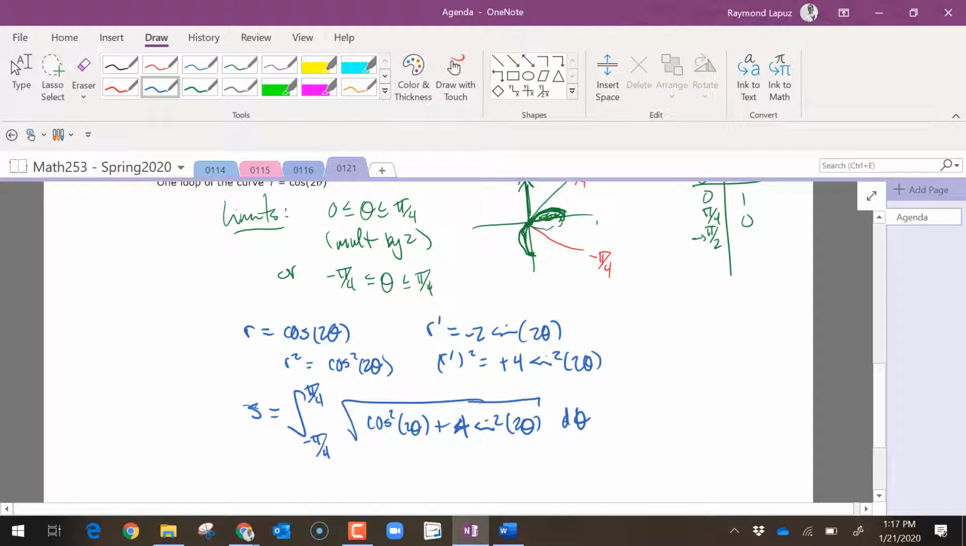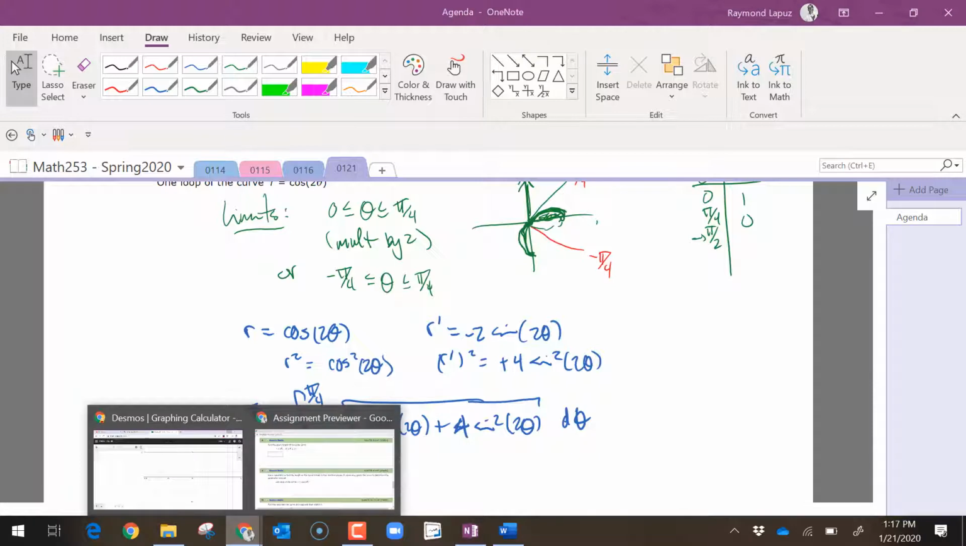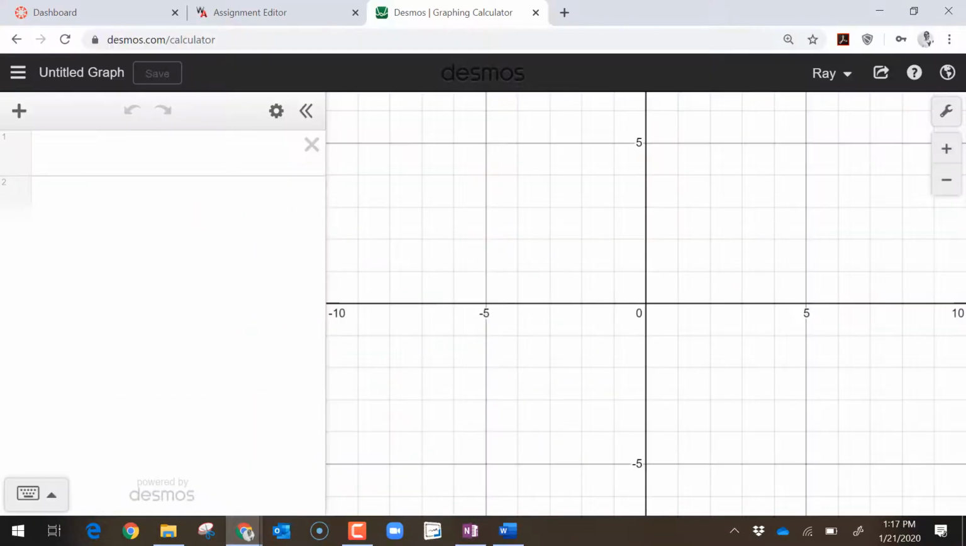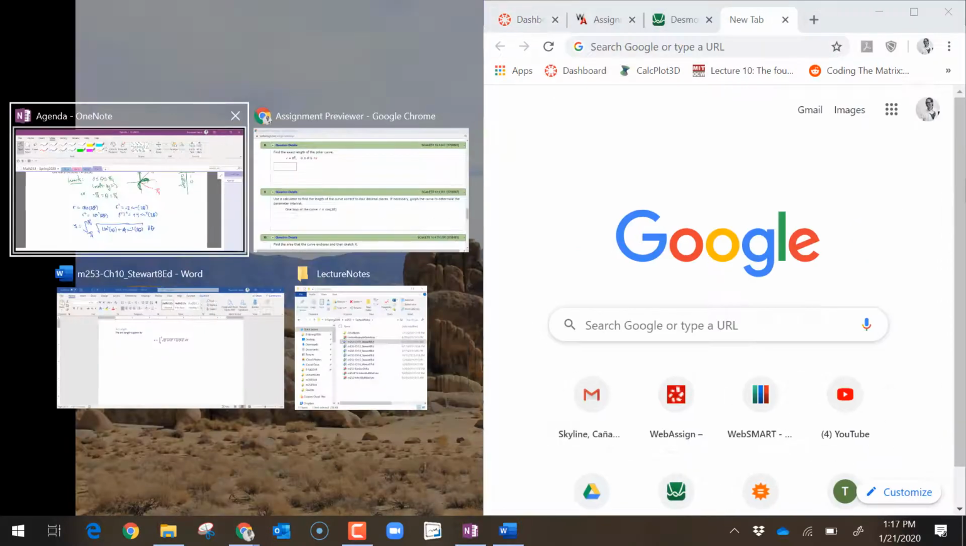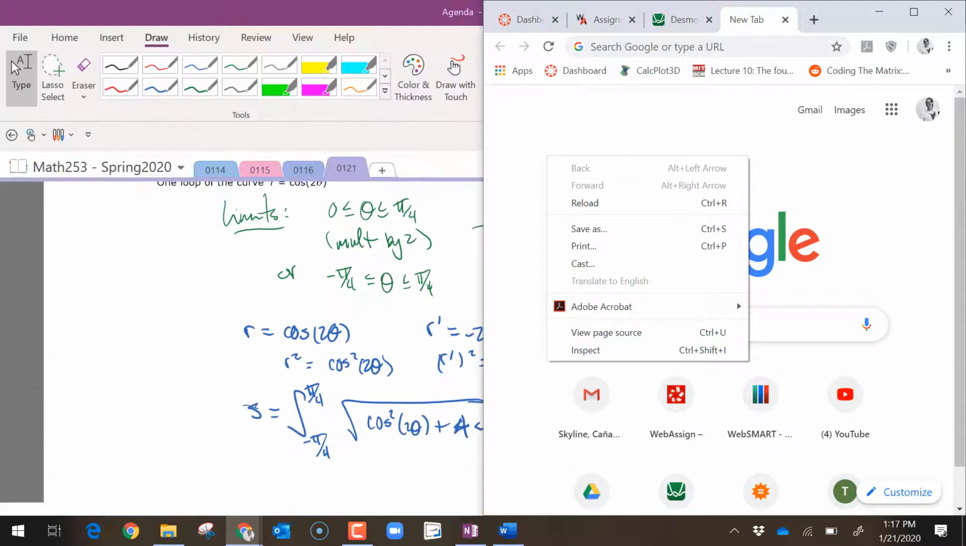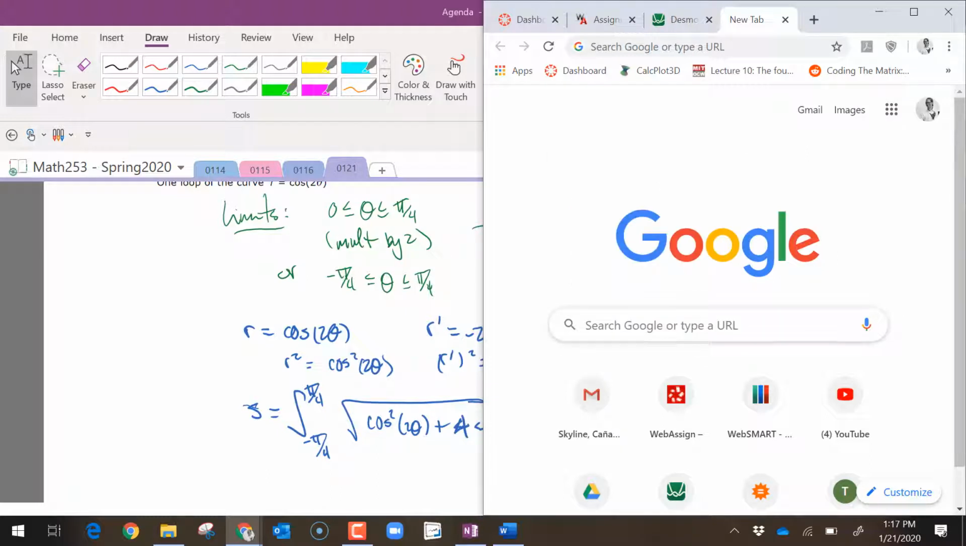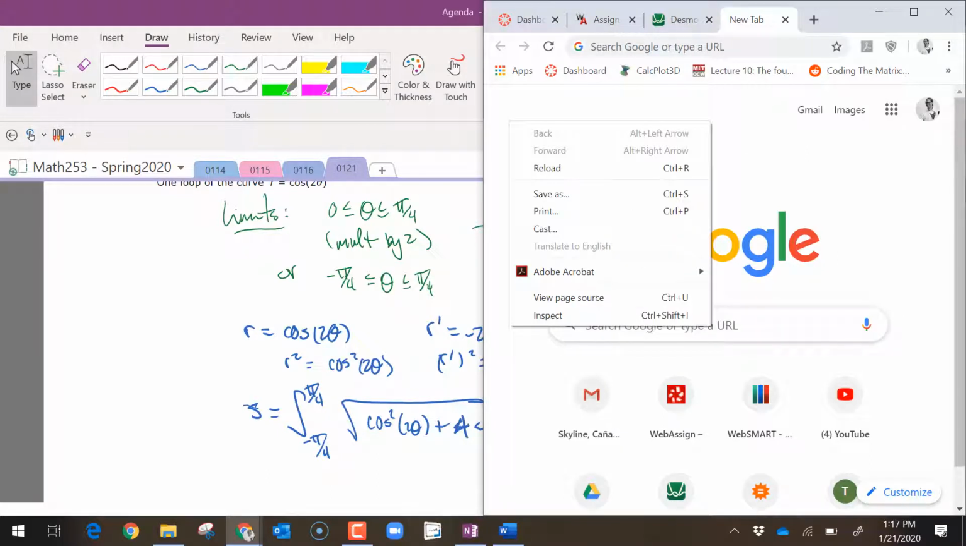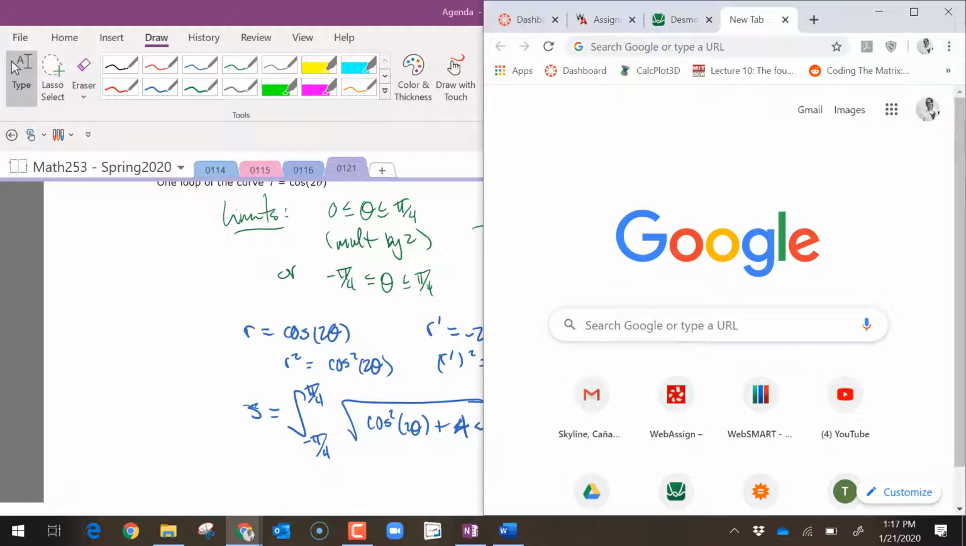So I did a little bit of the work there to see if it'll be nice and easy and things will cancel. It doesn't look like it, so let's go ahead and punch it in. Let's shrink that, shrink, shrink.